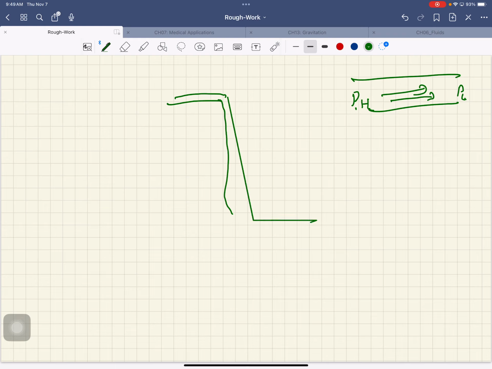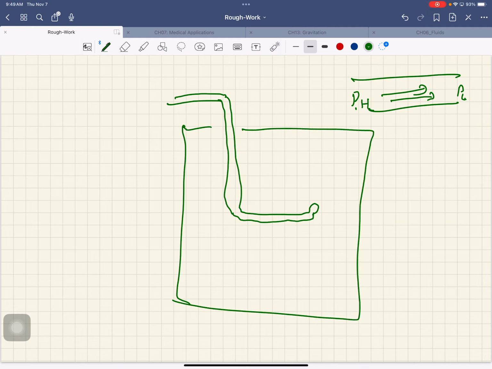Oops. Yeah. Don't laugh at my drawing. That's minus 10 points if you laugh at my drawing. You're laughing.